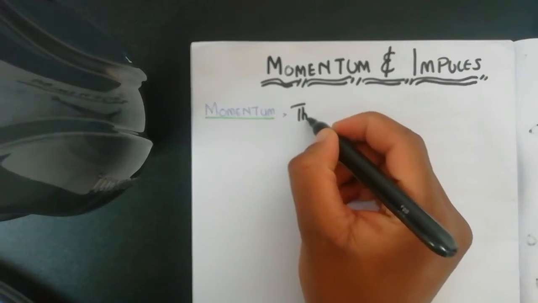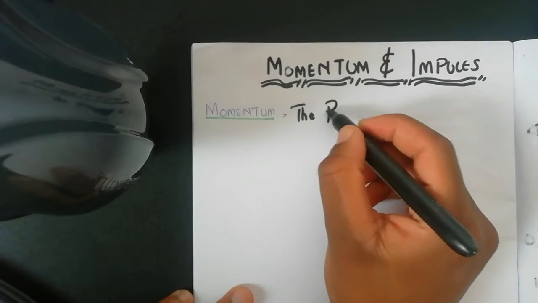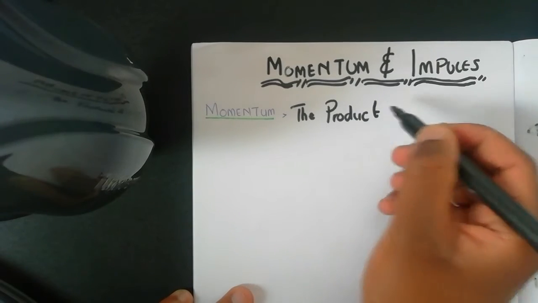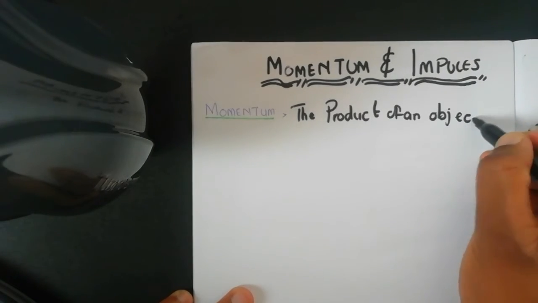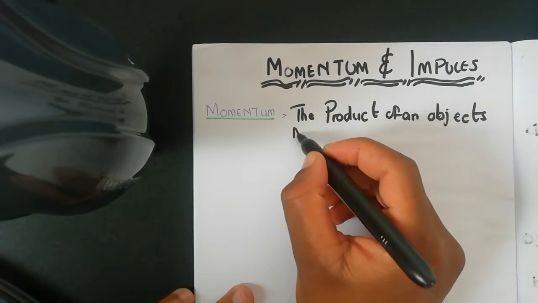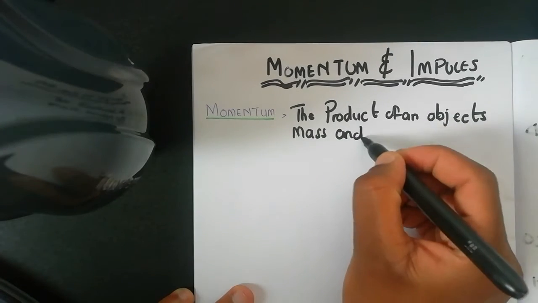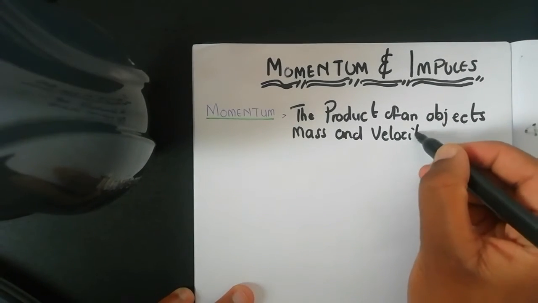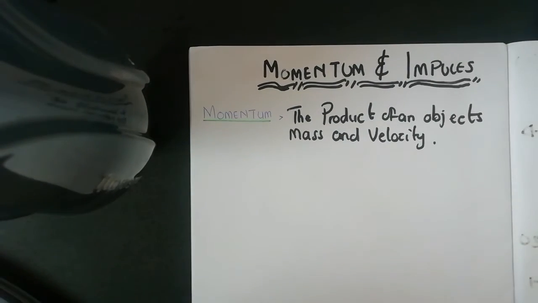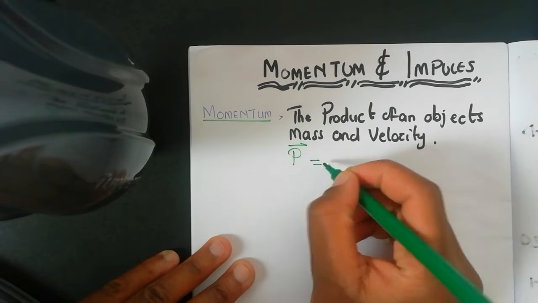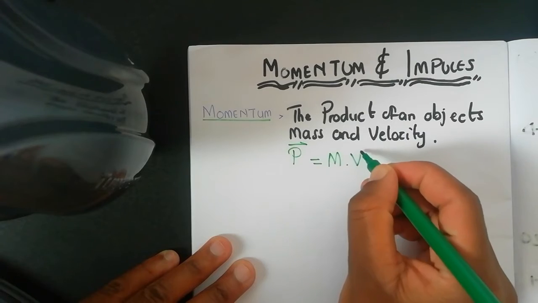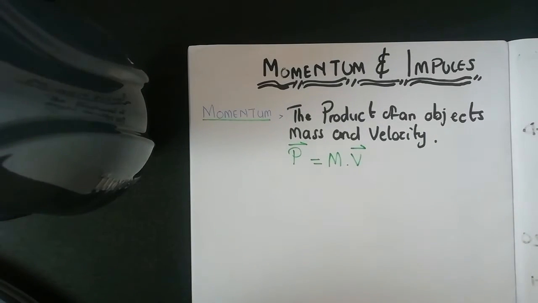So it's the product of an object's mass and velocity. Right, now the formula for momentum is P equals M times V. So guys, you would have to remember that momentum is equal to mv.